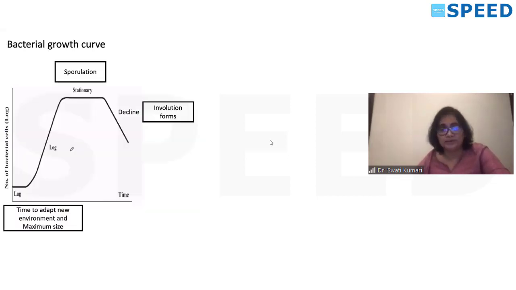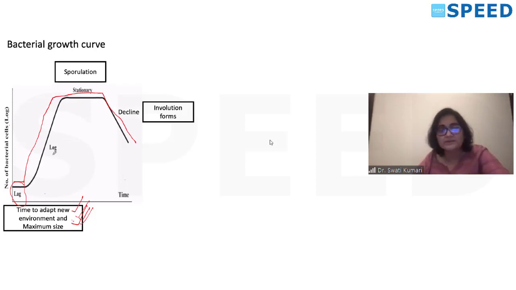Now coming to bacterial growth curve. Plenty of questions have been asked previously on bacterial growth curve. So this is the bacterial growth curve, number of bacterial cells and time. This is your lag phase, then you have log phase, then stationary phase, and decline phase. Lag phase is the phase where bacteria adapt to a new environment, and they attain maximum size. Adjustment to environment, all protein and other substance synthesis happens in lag phase. They prepare themselves and become bigger in size, but number does not increase, only size increases.